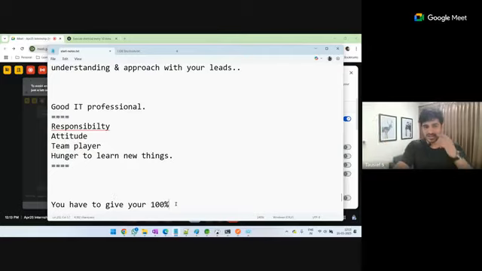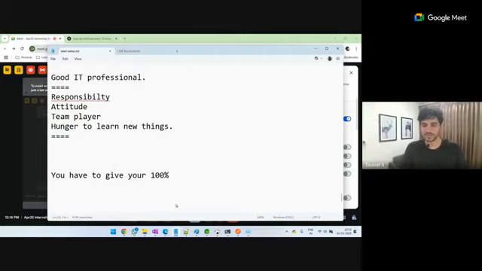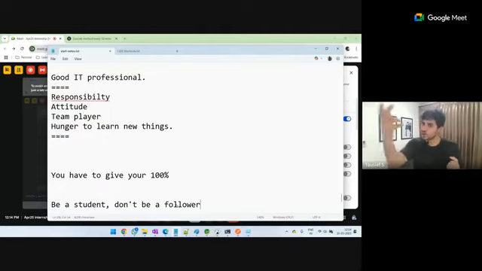I read this thing somewhere very nicely. This was a pretty nice quote. I think you should also abide by it. Okay, be a student. Don't be a follower. This is a very deep quote. Be a student, don't be a follower. It means it is okay to be a student and learn from the people who are teaching you, but don't follow them blindly. What if they tell you, go and jump from a building? You're not going to do that, right? That means smartness should be there in you.